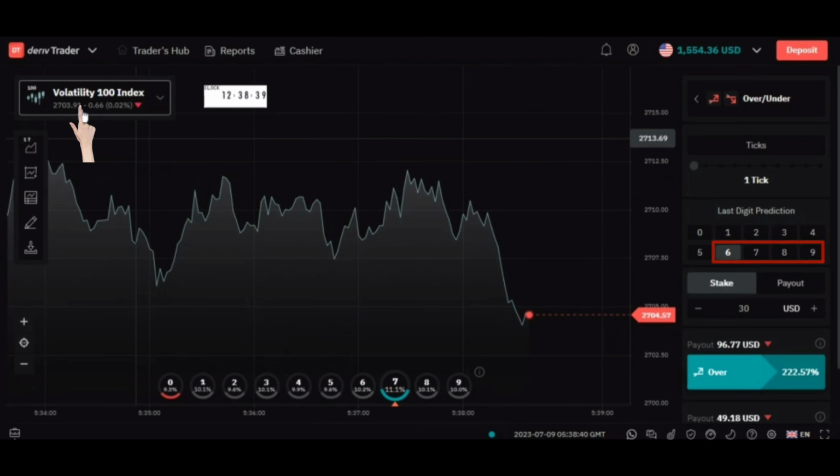Pay attention to the largest number, starting from the number 6, 7, 8 to the number 9, which comes out at the end. In this strategy, it takes patience to find the best momentum to get more profits.